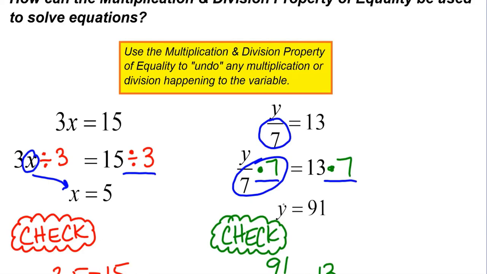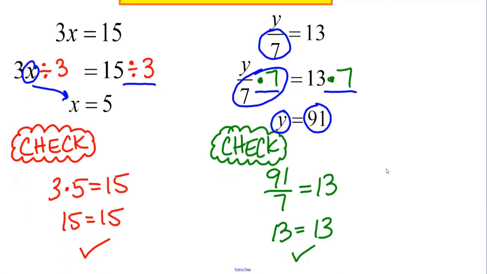And so we're left with just y. And 13 times 7 is 91. So y must equal 91. And if I check that, 91 divided by 7 is 13. 13 equals 13, and that checks out. So that's how we're going to use the multiplication and division properties of equality to solve equations. We're going to use the opposite operations to undo them.